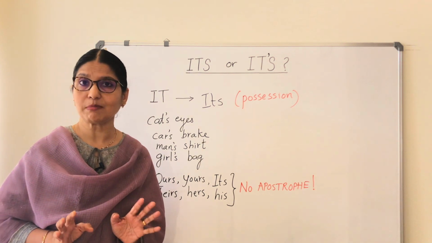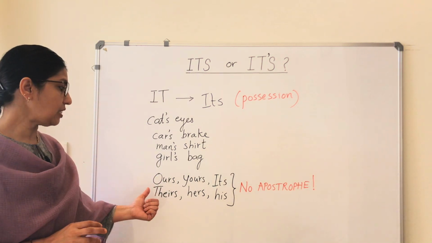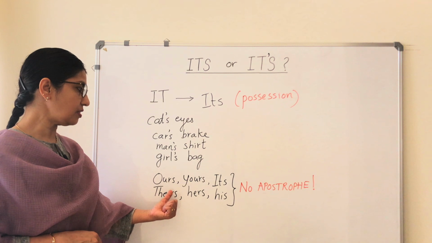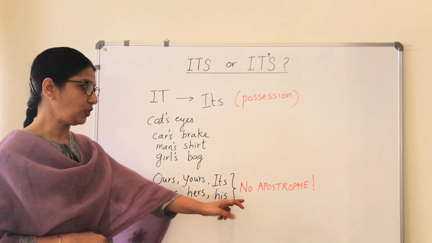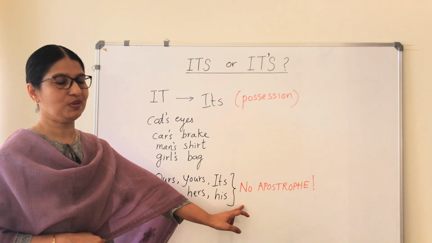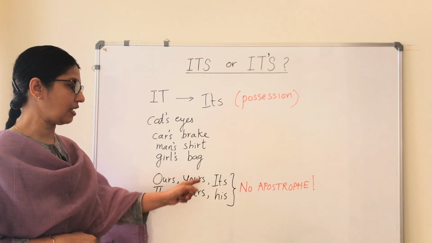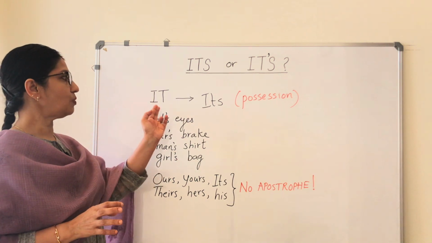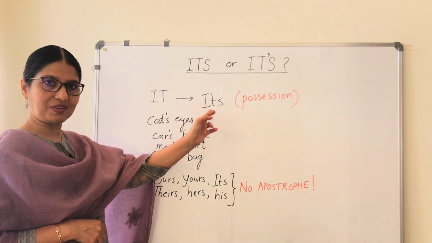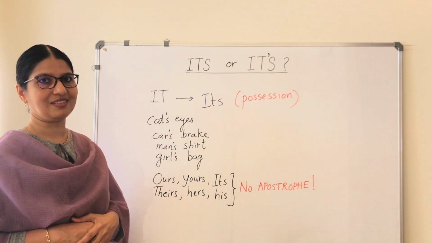So it's not just about its. When it comes to these personal pronouns like ours, yours, its, theirs, hers and his, we don't use an apostrophe. We use these words without an apostrophe. So now it's clear that we use its without an apostrophe to show possession.